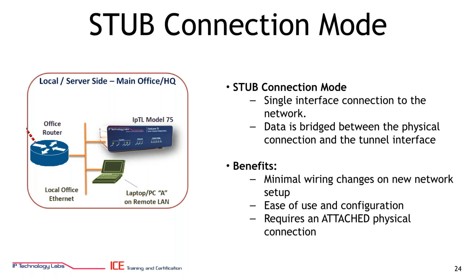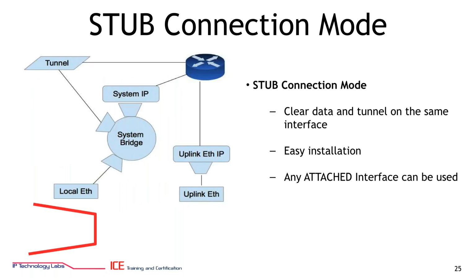I can plug a single Ethernet interface into my network on my server side, and then I can create remote tunnels coming into that server. Traffic comes in through the tunnel, connects to that device, and then can be decrypted and dropped onto the network, giving me direct access to all of the resources at the head office network. When we set up a stub connection, we have a single connection to the network, and typically that network connection is connected to the system bridge, giving access to the tunnel interface.